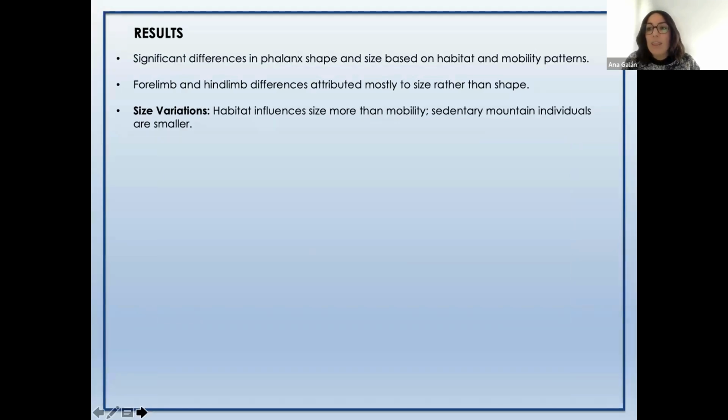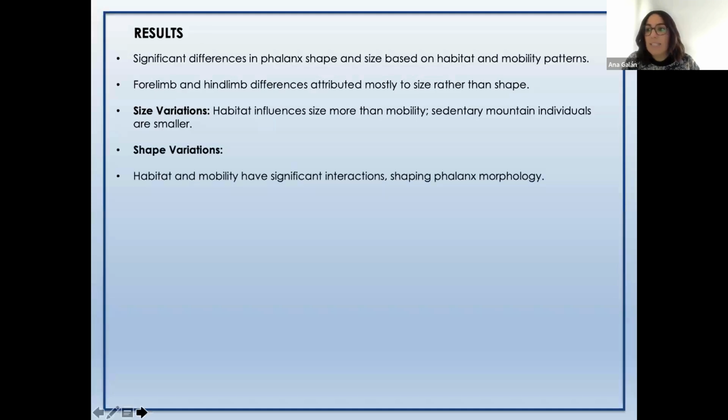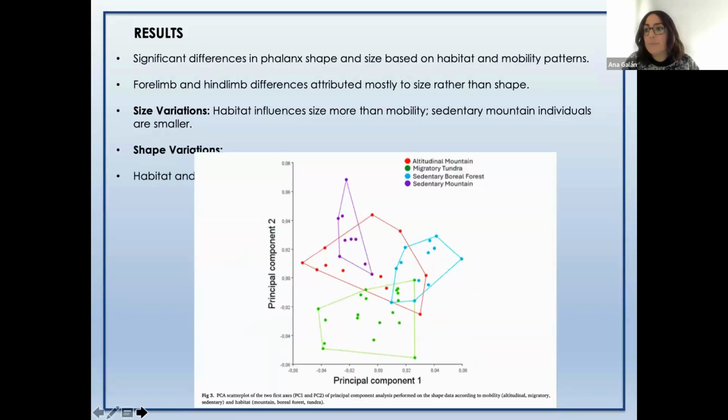Then, regarding the shape analysis, the PCA revealed distinct morphological clusters corresponding to habitat and mobility types, indicating an adaptation of distal phalanx morphology to different substrates and movement demands. The first two principal components account for a little bit more than 40% of the morphological variance, and overall, the migratory tundra group is clearly distinct, clustering in the negative regions of both PC1 and PC2.